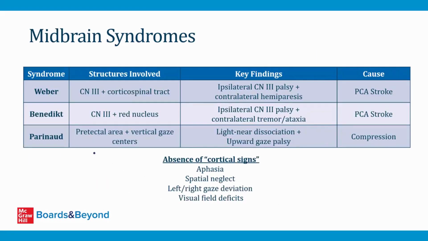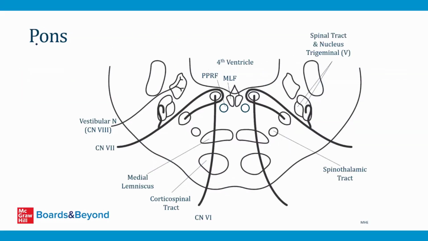And so shown on this slide is a summary of the 3 midbrain syndromes we've discussed. These are the key findings here that you want to be familiar with so you can recognize these syndromes in a board question. And once again, remember, in a midbrain syndrome of any cause, there will be an absence of cortical signs telling you that this is not a syndrome involving the cerebral cortex. Okay, so that's the midbrain. Now let's move on and talk about the pons.